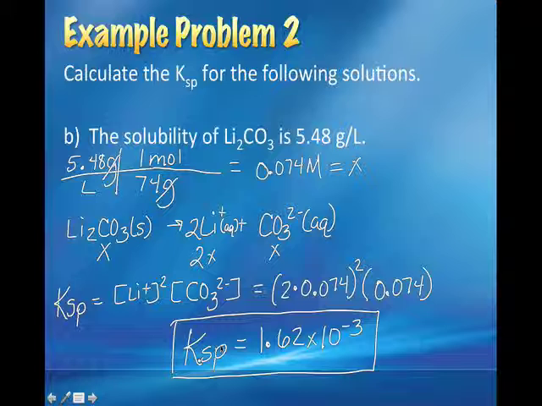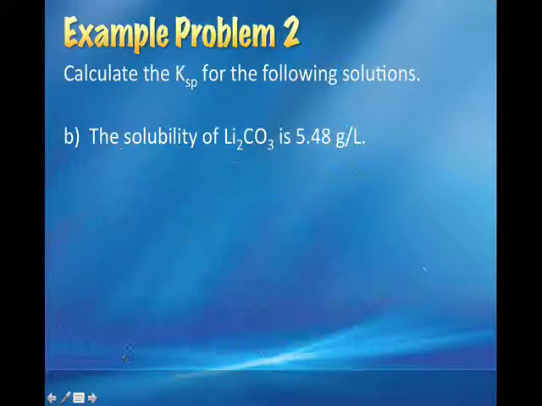So this one was just a little bit more complicated because we had to deal with coefficients. So 2x, because every one of these that goes in, we get 2 of those. And then your carbonate is x because there's only 1 of them. And making sure that you multiply x by whatever the coefficient is when you plug it in to calculate Ksp.